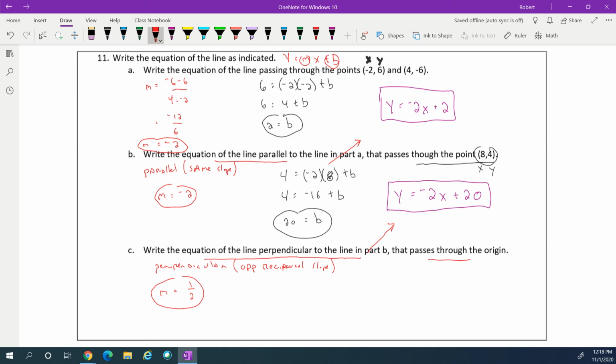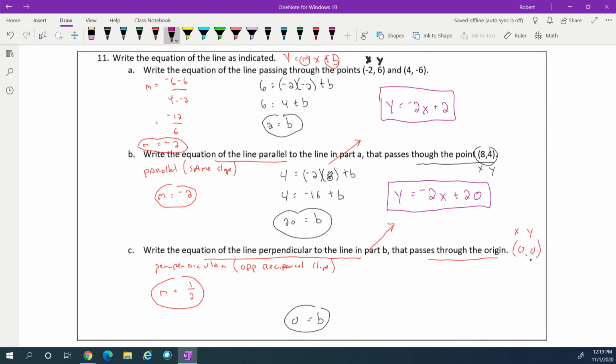And it passes through the origin. Now the origin is (0, 0). So they're giving us our x and our y. So we're going to plug it in. We do exactly the same thing. You don't have to do anything different. Our intercept here is 0. Now, we could recognize that because it's the origin, so they're already giving us the intercept, or we can plug it in. That doesn't really matter. That saves you time. But either way, we're going to get the same result. Our b is 0.